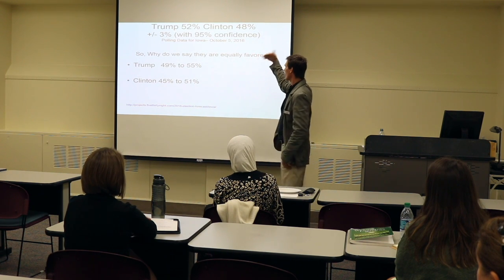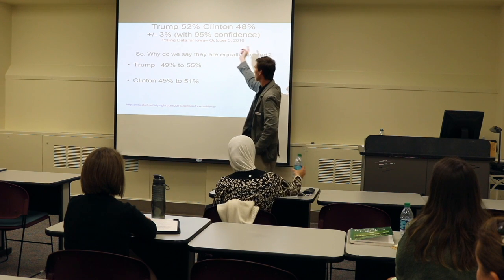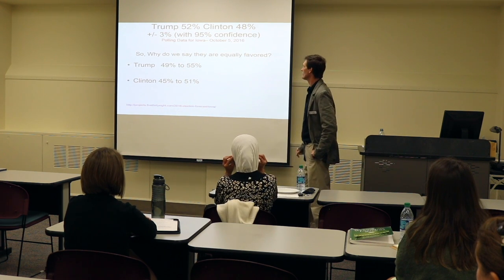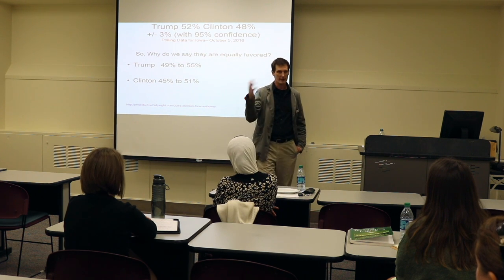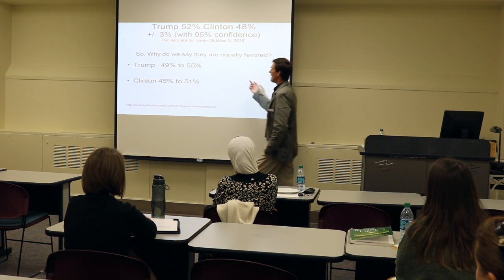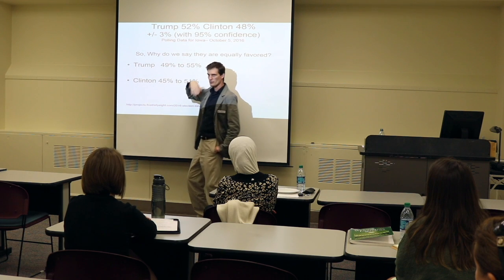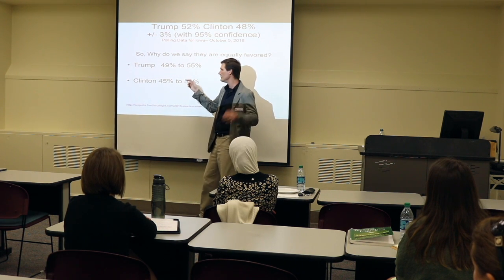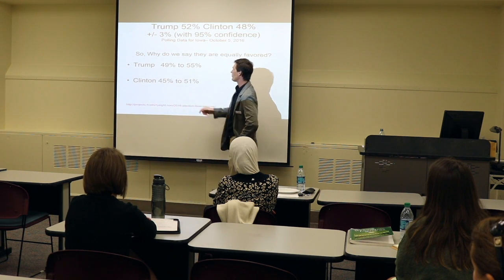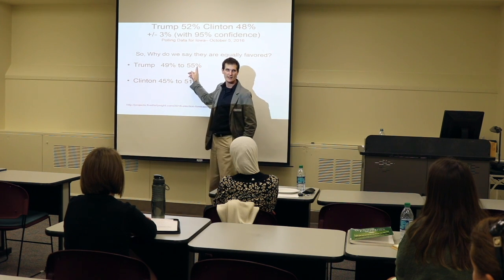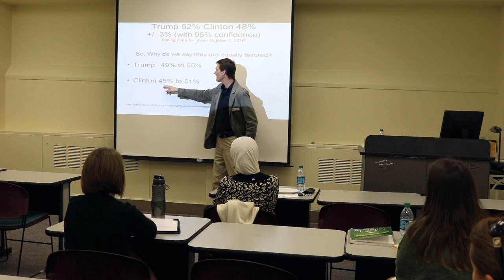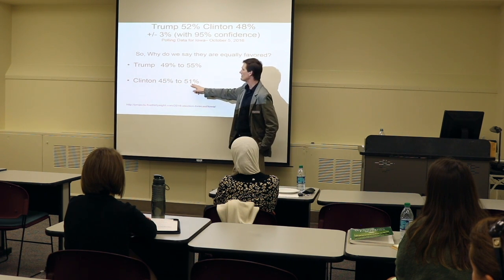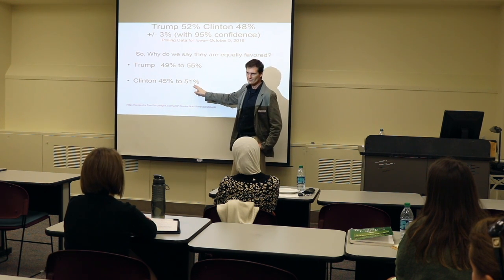So even though what we observed directly was that Trump has 52% of the vote, based on what we know about the margin of error and our level of confidence, that means that we would expect, if we were able to collect data from everyone, that we'd find somewhere between 49 and 55% in favor of Trump, and 45% to 51% for Clinton, right?